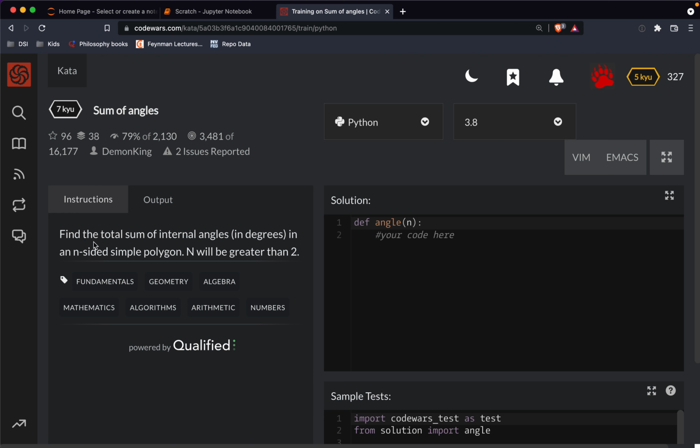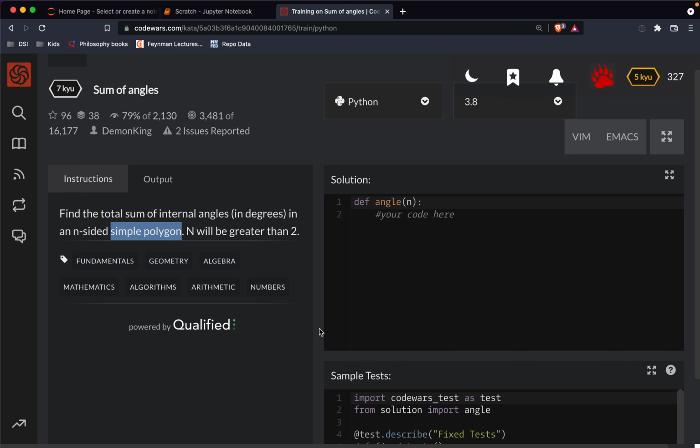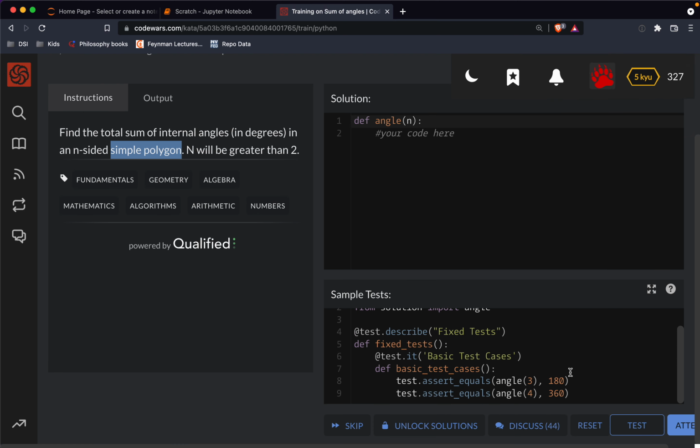So let's get started. We need to find the total sum of the internal angles in degrees in an n-sided simple polygon. N will be greater than 2. Okay, so I actually had to Google this. Basically, for an n-sided polygon, you take the number of sides of the polygon, that's the number you're given here, subtract 2 from that and multiply it times 180, and that's how many degrees you would get. So 3 minus 2 is 1 times 180 is 180. Okay, 4 minus 2 is 2. 2 times 180 is 360.